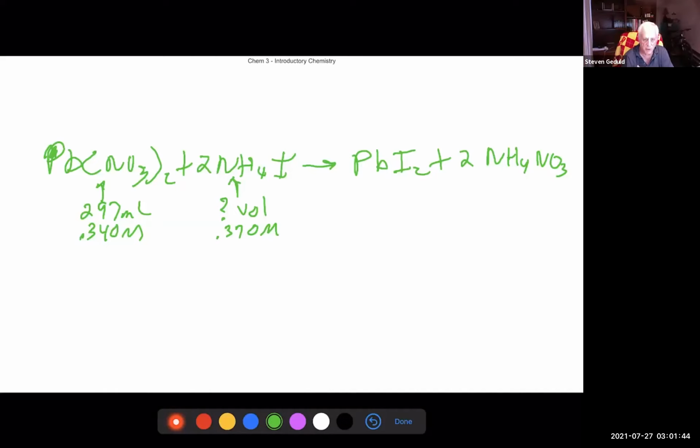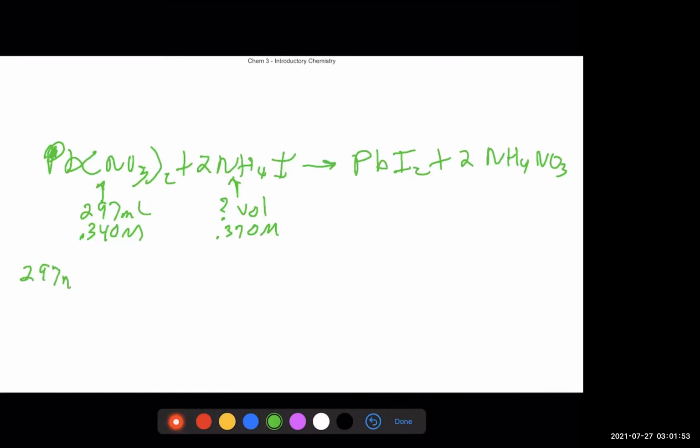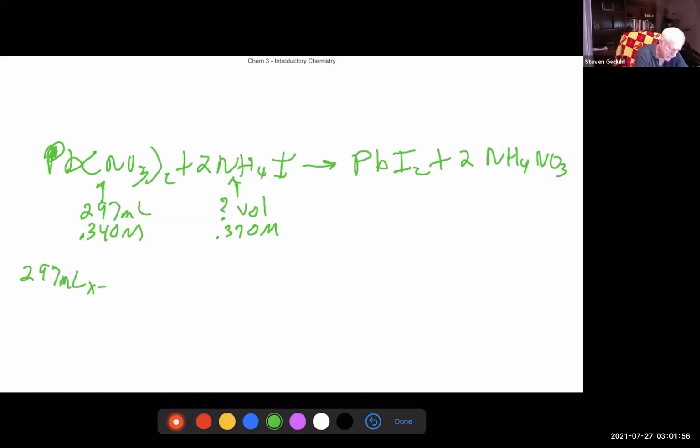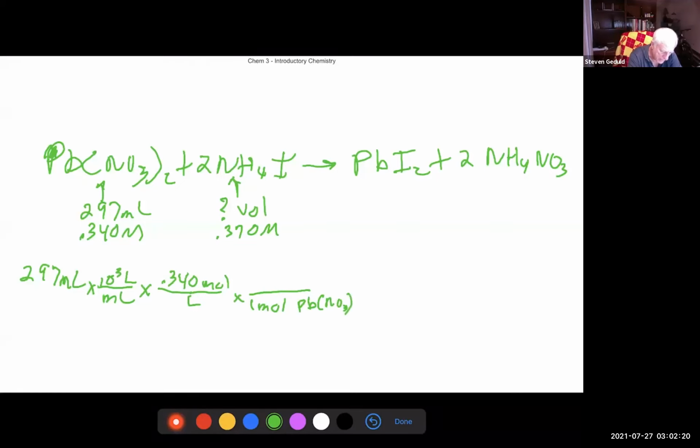All right, so we know the volume. We have lead nitrate, and we know we have 297 milliliters of it. We go from milliliters to liters, and then we have 0.340 moles per liter. We have 1 mole of lead nitrate per 2 moles ammonium iodide.